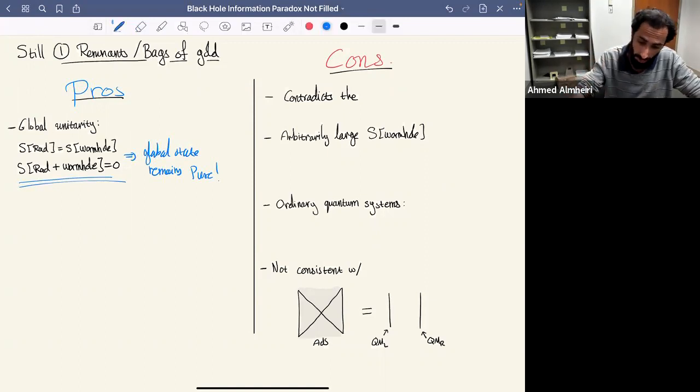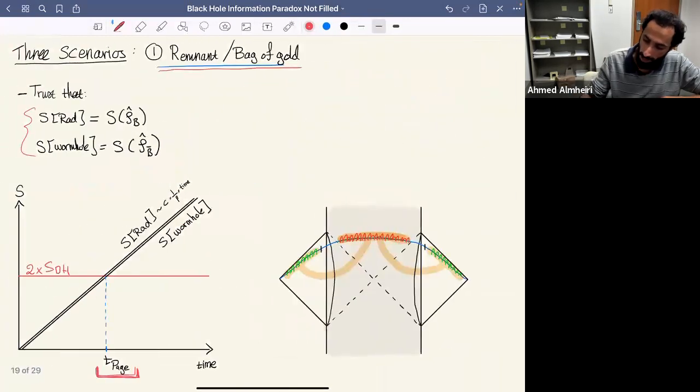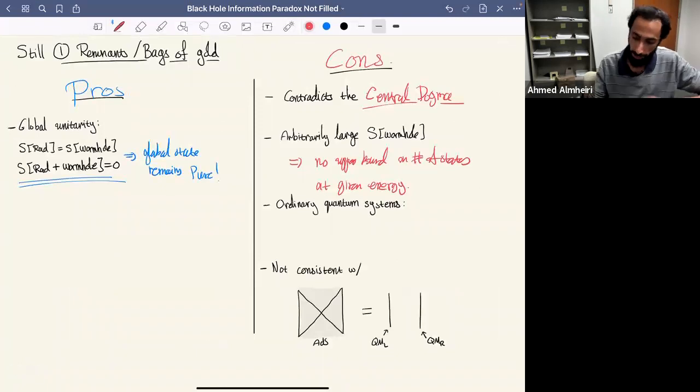The first con is that it contradicts the central dogma. In particular, this arbitrarily large entropy for the wormhole suggests that there's no upper bound on the number of states at a given energy or below any given energy for the wormhole. Right, so I'm going to go back a slide. So you can put as many excitations inside the black hole interior, and all of those would seem to correspond to different microstates of the black hole. So it exceeds the Bekenstein-Hawking entropy.